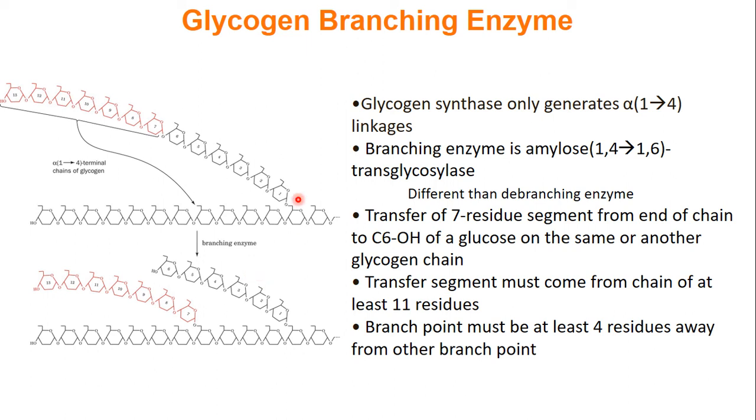Now, to transfer, our segment has to be at least 11 glucoses long, or else we will not transfer from it. And our new branch point has to be at least 4 glucoses away from where we started. This is just allowing for efficient glucose storage.